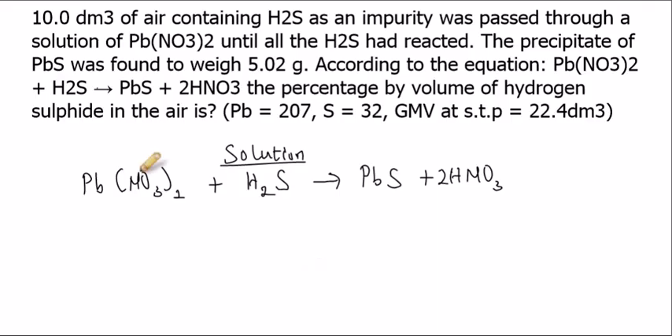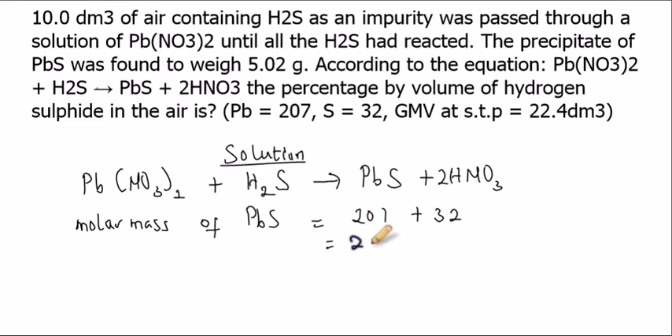So the mass of lead sulphide is 5.02 grams, but the molar mass is unknown. So we'll be calculating that as the molar mass of lead sulphide. That will be the sum of the atomic mass of each of the elements present. The atomic mass of lead is 207, while for sulphur we have 32. Adding this, that is 239, and the unit is grams per mole.